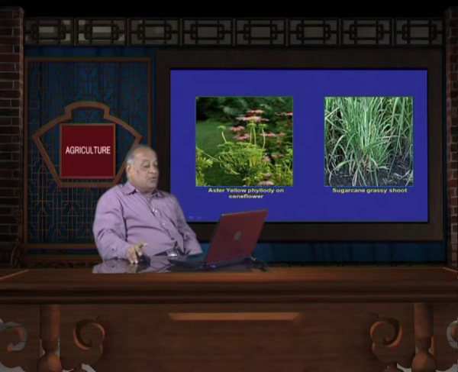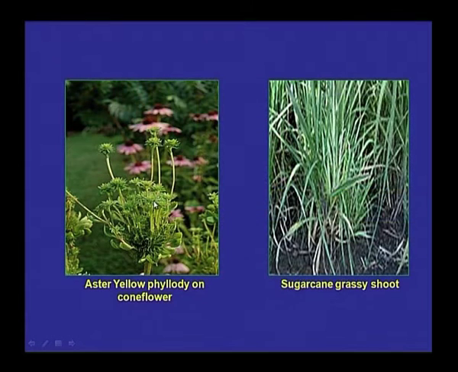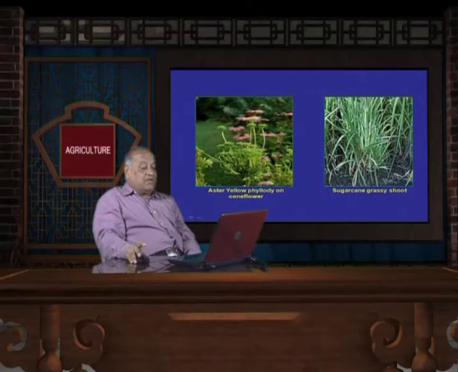This is the aster yellows phyllody on the coneflower, and you see the coneflowers are so beautiful, having the purple and pinkish purple color, but the affected plant, due to virescence, is showing the flowers turned into green leafy structures. And this is the sugarcane grassy shoot.